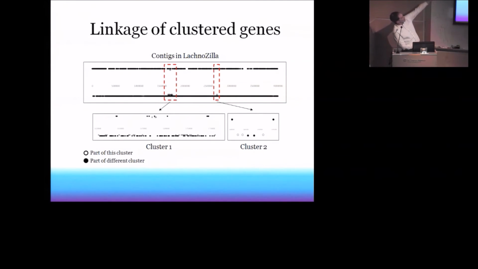And you can see the contigs lined up there, right? So there's kind of multiple contigs. The numbers there are the coordinates, the positions along the genome. And I've drawn red dashed boxes around the chromosomal locations of the genes in this cluster. The white circles are the genes that are found in these clusters. The black circles are everything else.